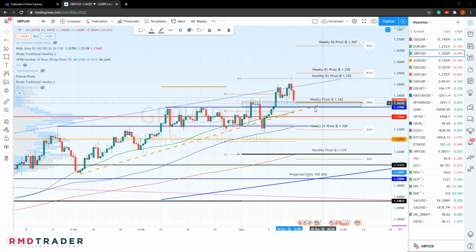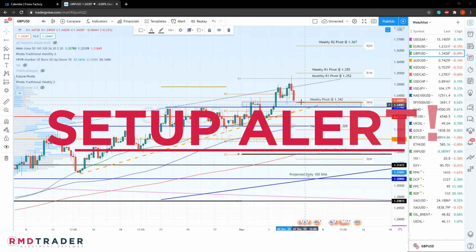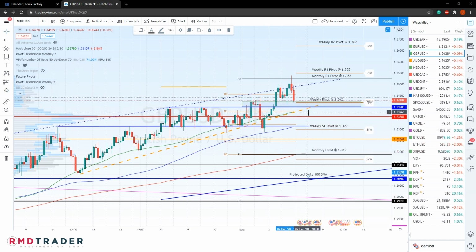our weekly pivot. We can also see that we have this lower diagonal support, and all of these are then coming together in this area, as well as this 4-hour 50 SMA. So a close below this would potentially be quite bearish, and we could see a sell-off or a retest of support at least towards this weekly S1 at 1.329, but also quite likely a deeper pullback towards the monthly pivot at 1.319, where it could also meet up with this 4-hour 200 SMA.